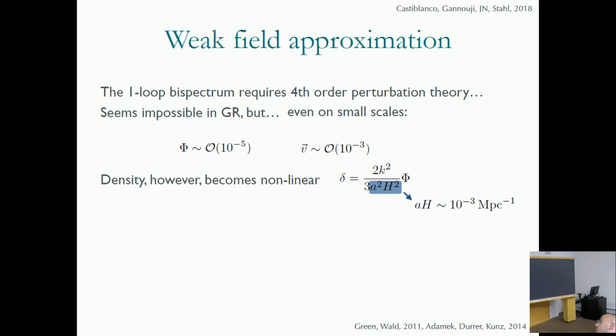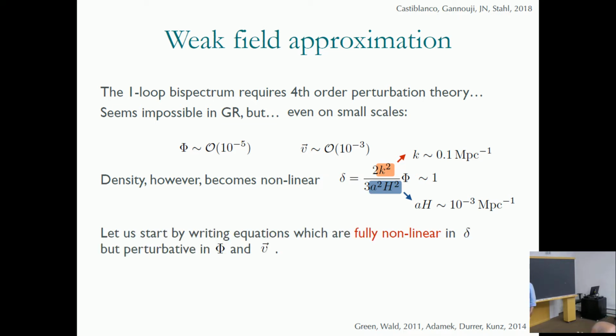So let's make an example. This is simply as an estimate. aH, the horizon, is order 1000 megaparsecs. And let me take k of 0.1, and then easily this thing becomes of order 1. If you plug here 10 to the minus 4, this thing easily becomes of order 1. So that's why delta becomes order 1, even if phi is 10 to the minus 5. So that's why gravity, even Newtonian gravity, is nonlinear, as you know very well.